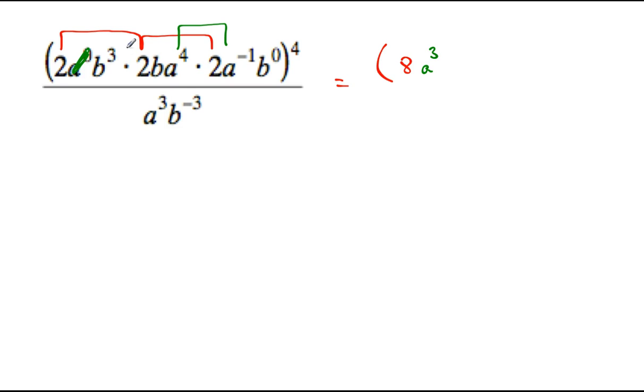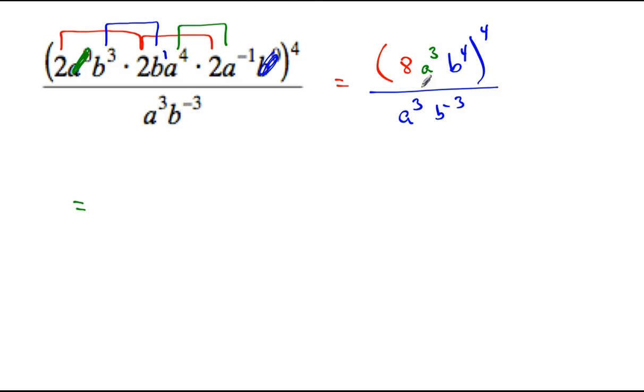And then lastly, I have b. And my b, I have b to the 3rd, b to the first, and b to the 0. Well, that goes away. So b to the third and b to the first is b to the fourth. Close it, all over, and that's to the fourth power, all over a to the third, b to the negative third. Now, looking at all that, it looked very messy, but then you simplify it, and now you just have three numbers, 8a cubed, b to the fourth, and that's pretty much it. Yes? All right.